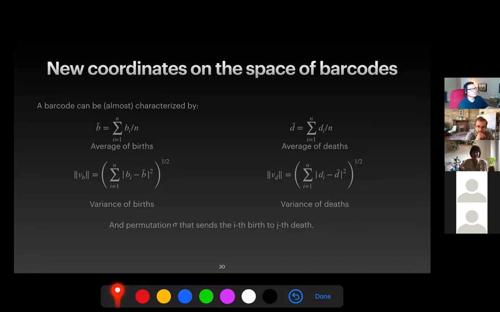So a barcode is almost characterized by average of birth, average of death, variance of birth, variance of death, and this permutation that we already used. And I showed you in this talk how to use it.